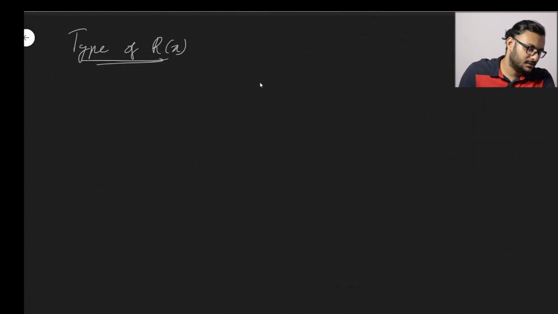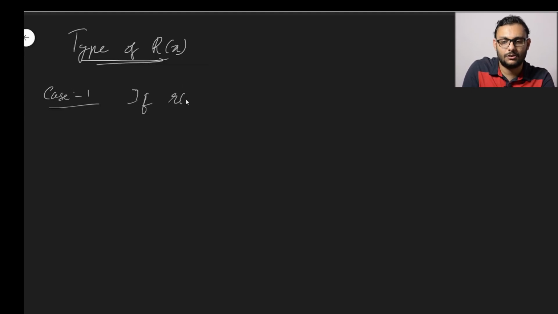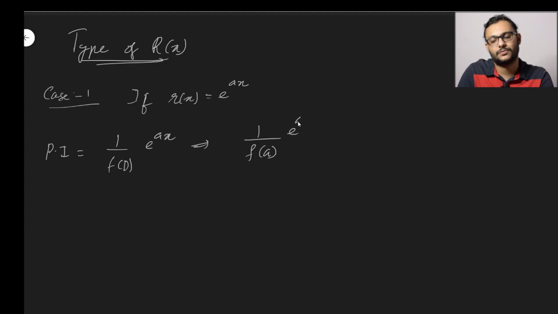So, now we can consider the first kind of r of x. Case 1: if r of x is some exponential function, that is r of x is equal to e raised to ax, then how can we find the particular integral of this equation? In this case, the particular integral is evaluated by 1 by f of D into e raised to ax, which will become 1 by f of a into e raised to ax. Do not get confused. You may have some doubts about what we mean by f of D.